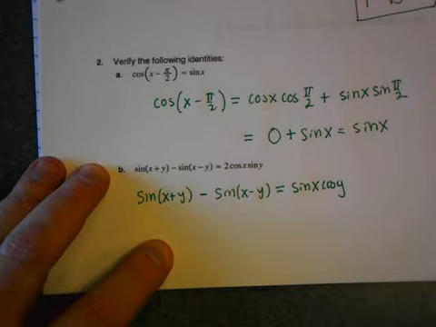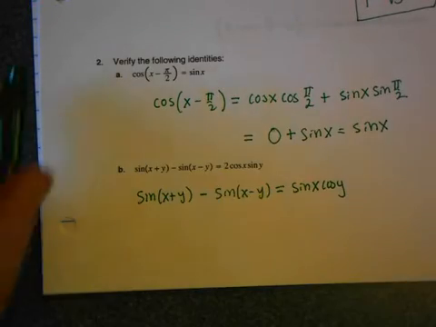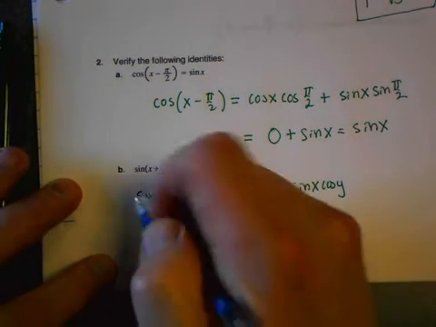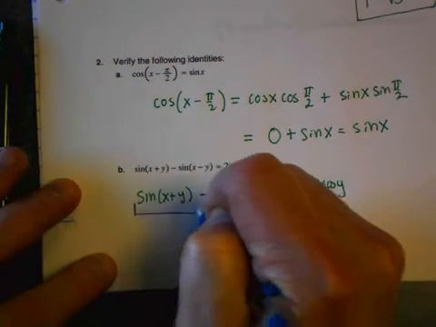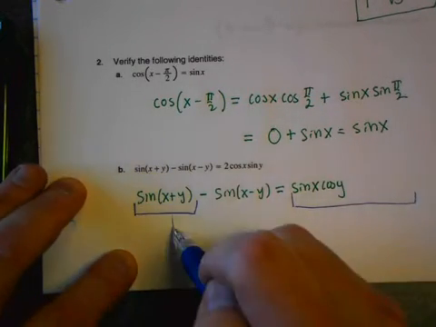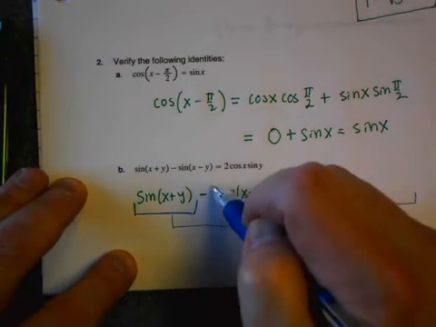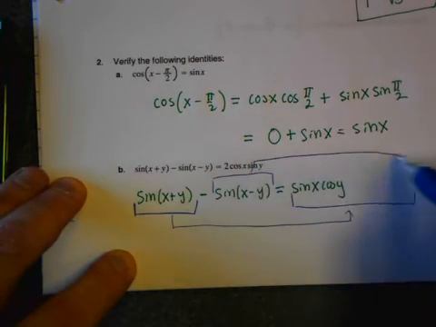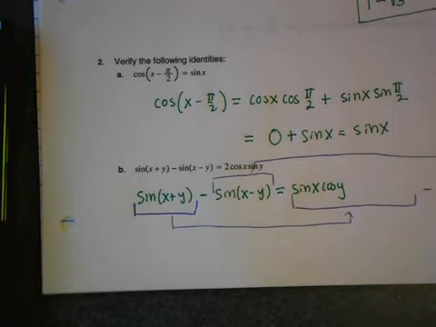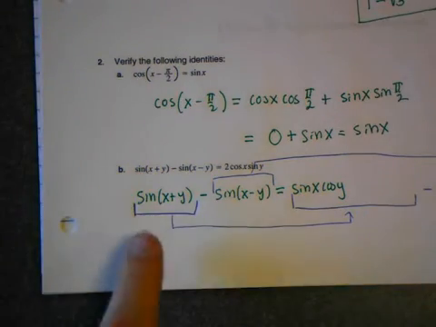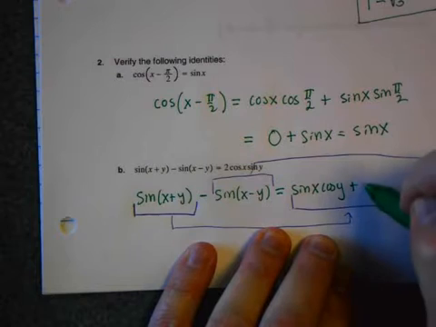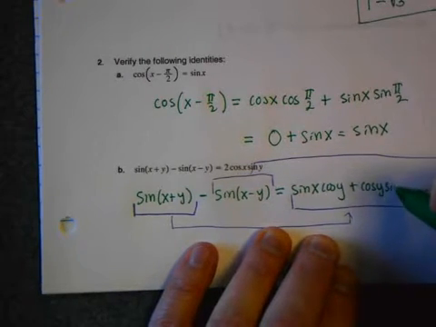Which identity are we doing? Right now, I'm taking this piece of it, not the subtraction, and it's going to become this. Then I'm going to do it with this one too. I don't do both at once; I do them both separately. So the sine of x plus y had sine x cosine y, and then plus, it switches, cosine y sine x.